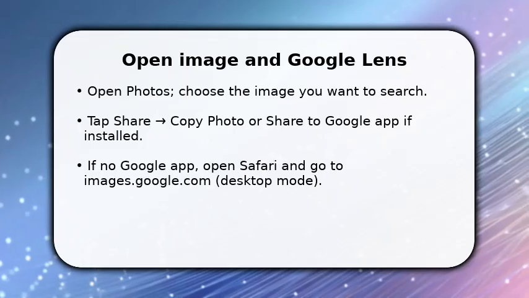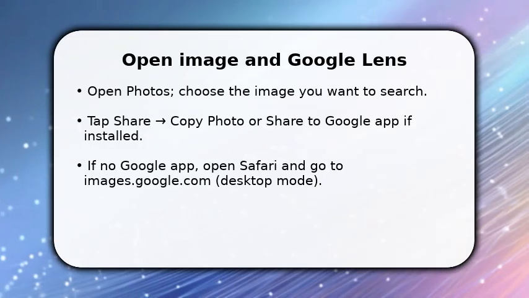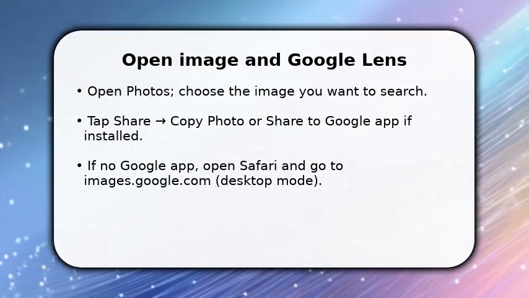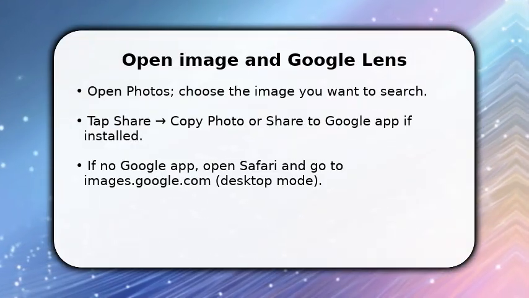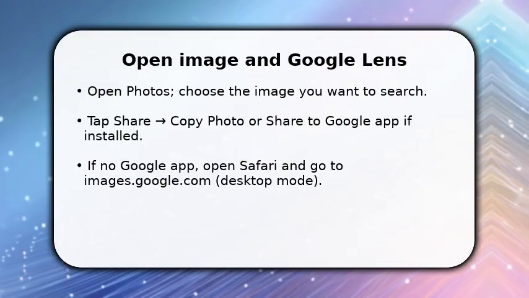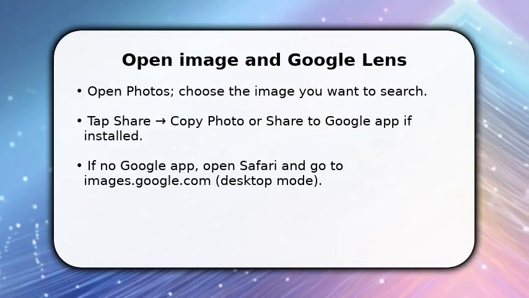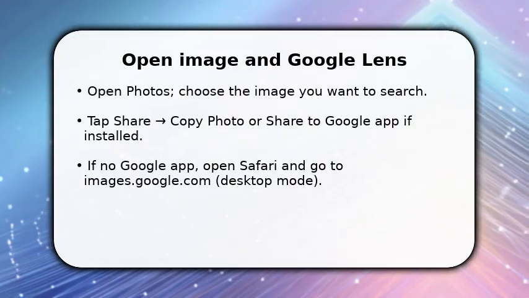Enjoy the video. You're starting with the image in Photos. Select it now, then tap Share and either copy photo or share directly to the Google app if you have it. Once done, open the Google app and tap the Lens icon. Lens reads the image immediately.